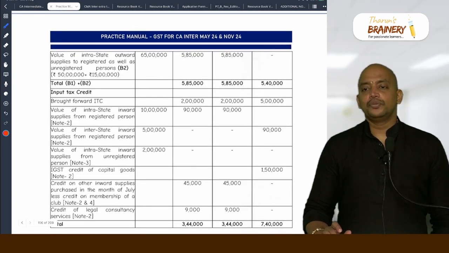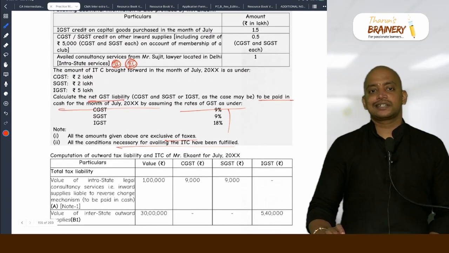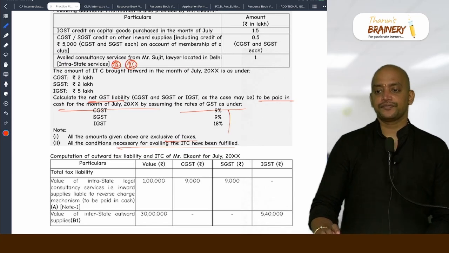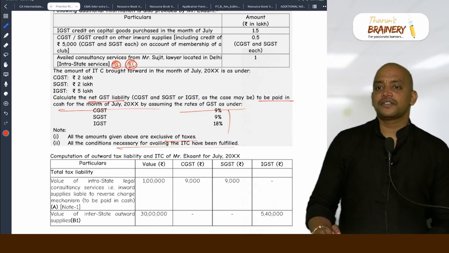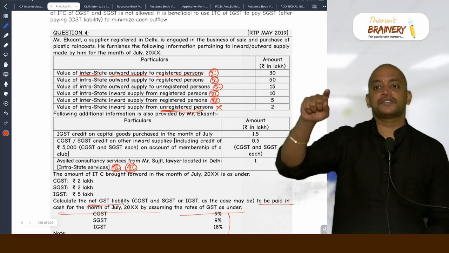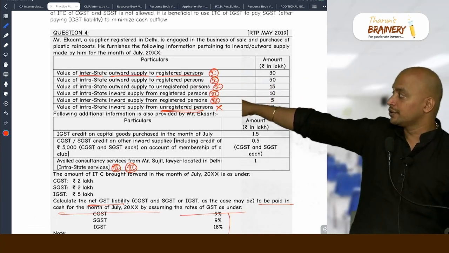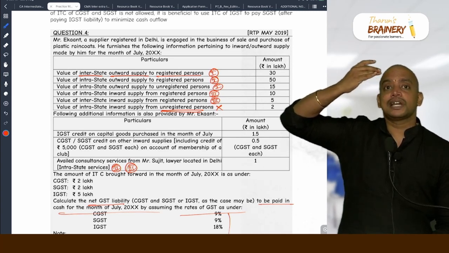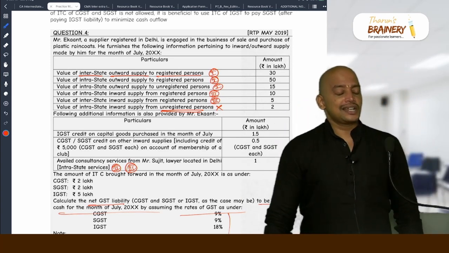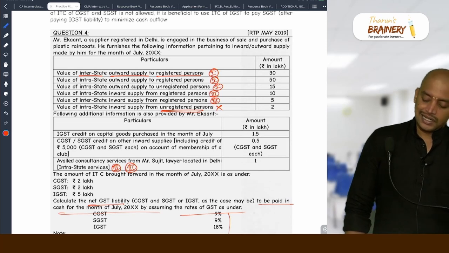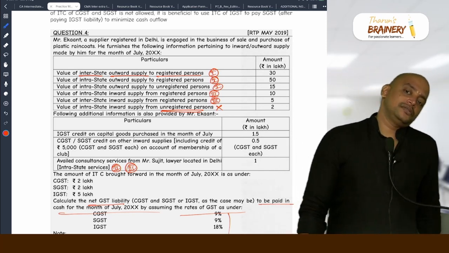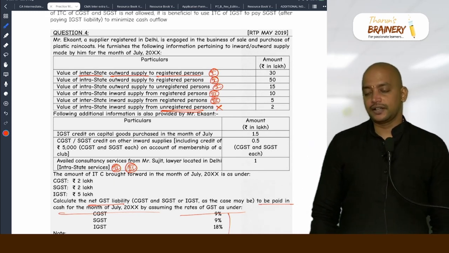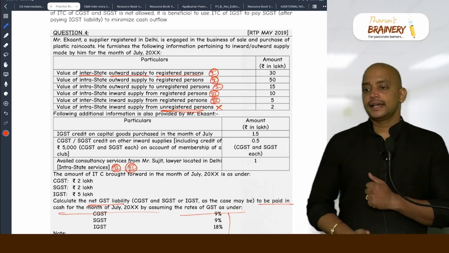And you missed one more point. What is that? RCM also can be taken as credit. So write down legal services, because RCM will come in this place also now. That's why in the question we need to put 1, 2, 3 like that, so that we will know in which place it will come. So RCM will come in ITC again. Legal services, how much? 9,000, 9,000. Now 3 lakh 44, 3 lakh 44 and 7 lakh 40. Clear?